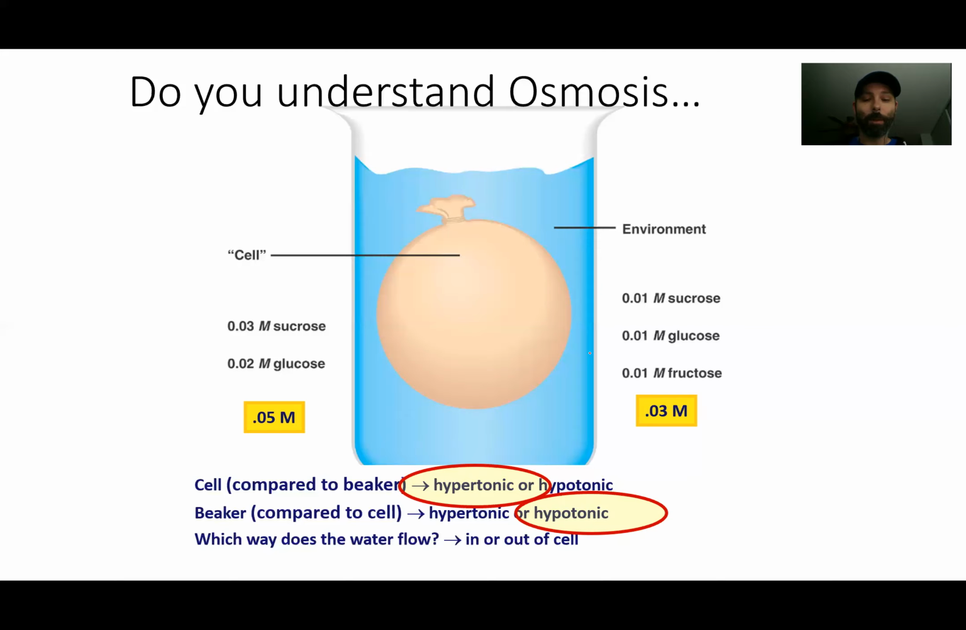But in the end, we want to know where the water is going to go. And again, water is always going to go from where there's a lot of water to where there's a little bit of water. Another way of thinking of that would be that the water is going to go where there's more stuff. So the water is going to go into the cell, and that cell should start to swell up in size as the water flows in.